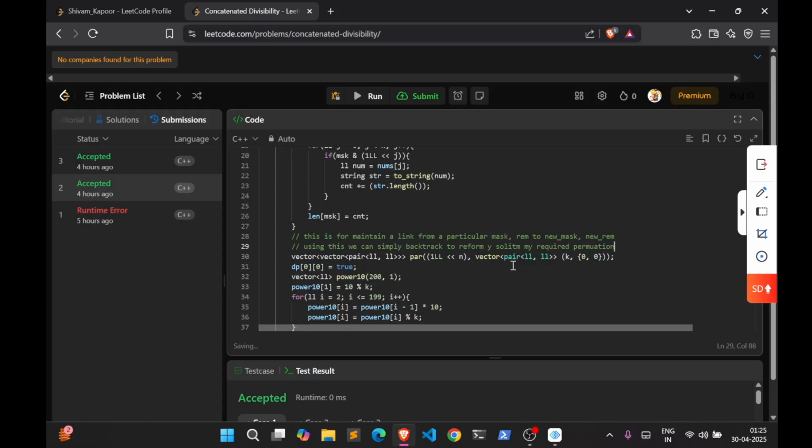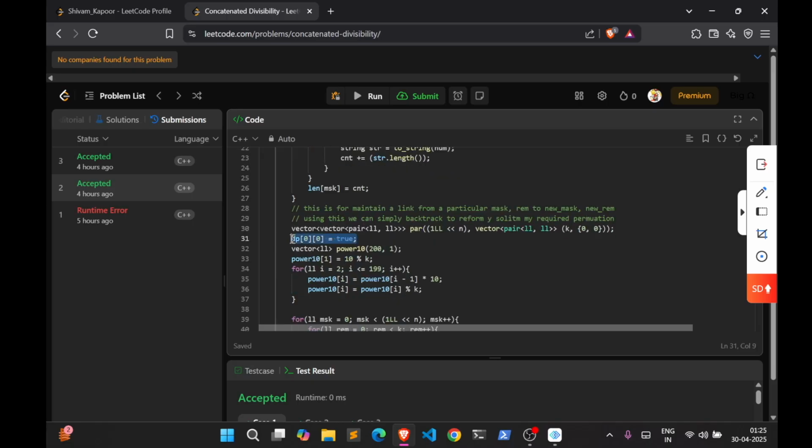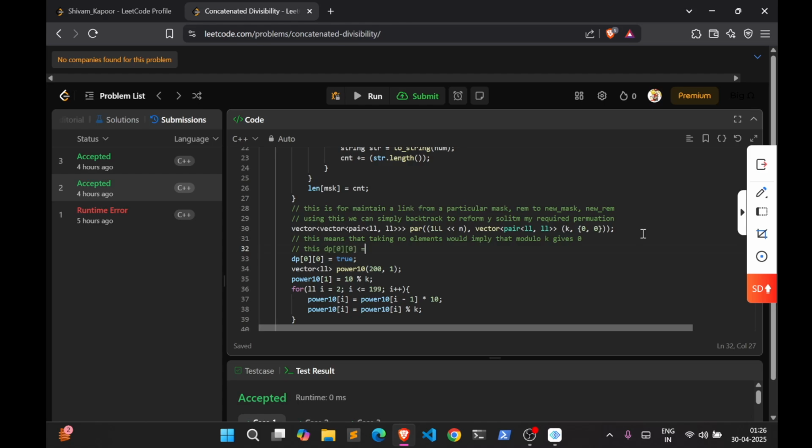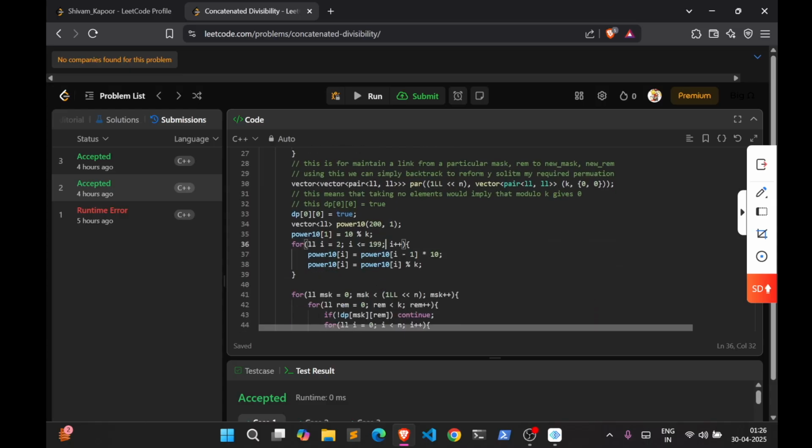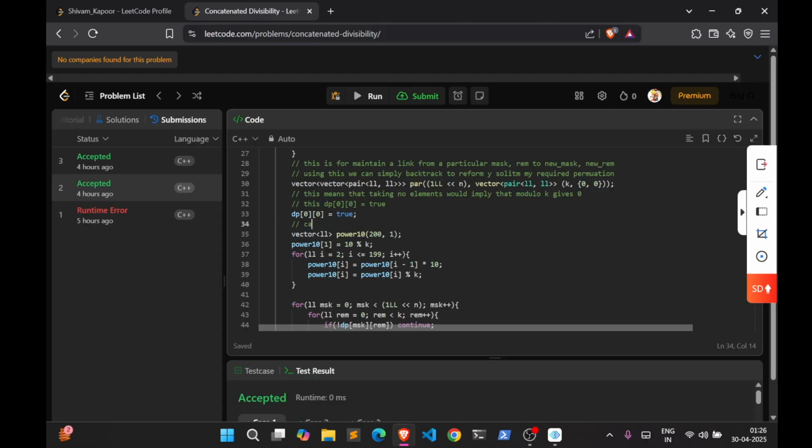Interesting. Then I have my dp of 0 comma 0, because this means that taking no elements would imply that modulo k gives 0, thus dp of 0 comma 0 is true, right? So I have simply calculated all the powers of 10. The reason has already been told previously, because there was some issue of the limit of long, right? So that's why I calculated it.